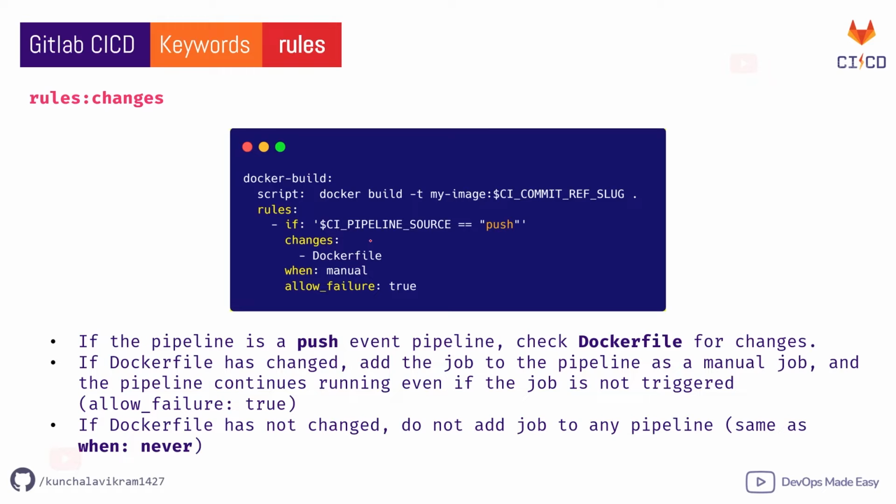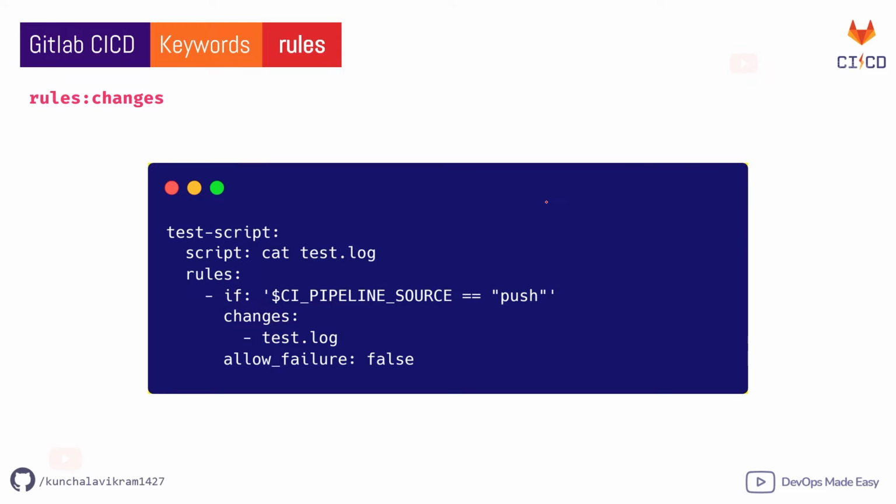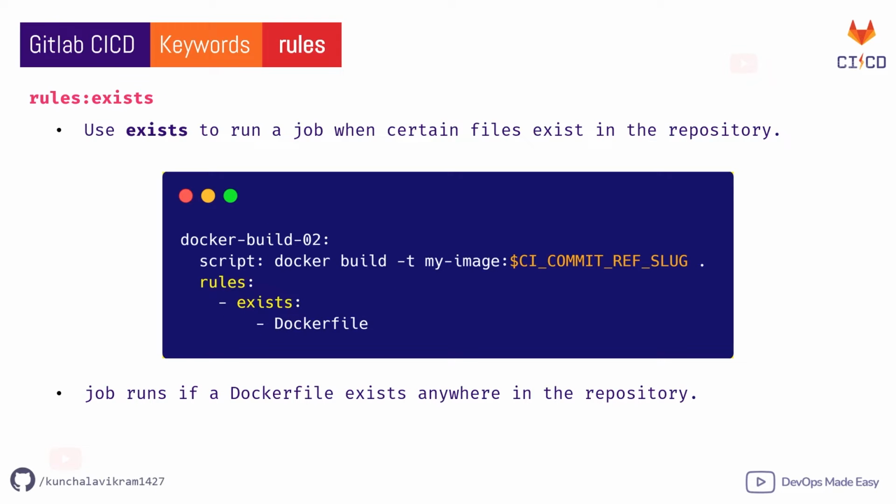So if there are no changes to this Docker file, I will not run this job even though it is a push event. So that's the advantage of changes. And here I've simply used changes test.log. Which means if there is a change to this log file, then this particular job will run.